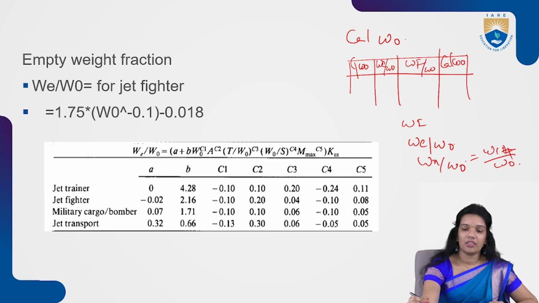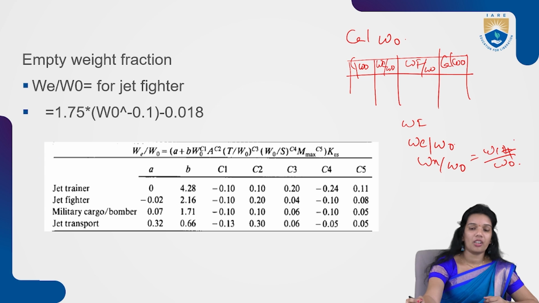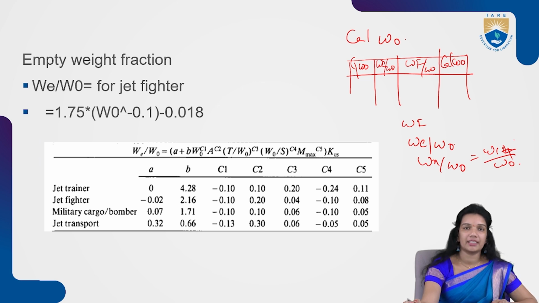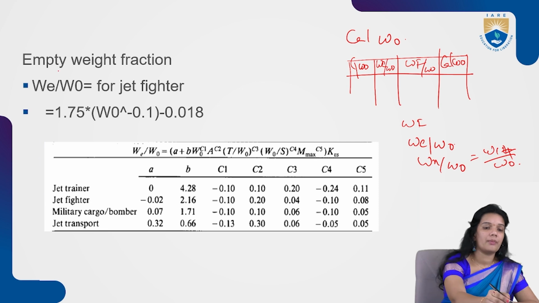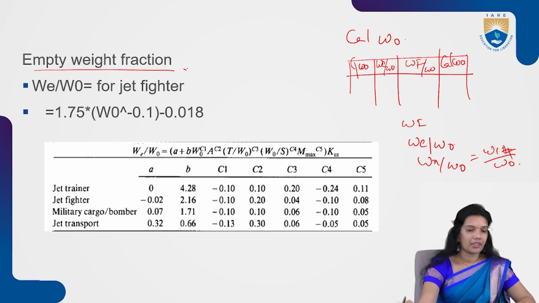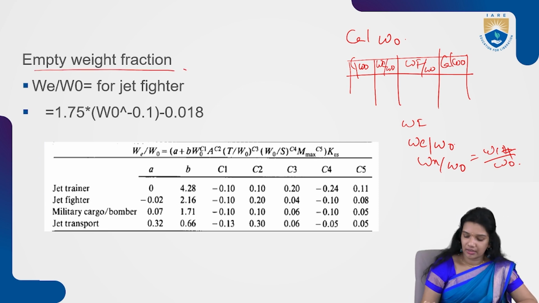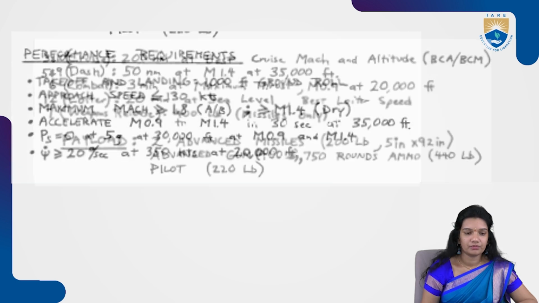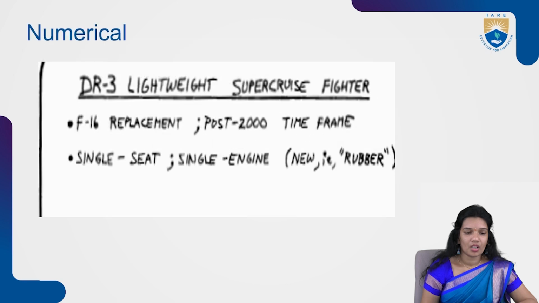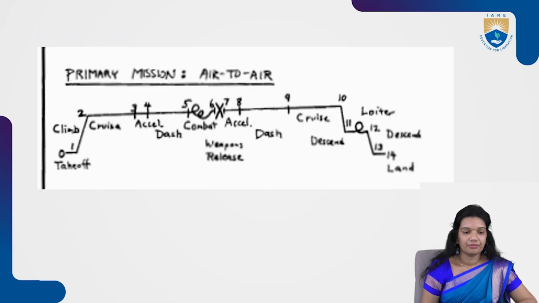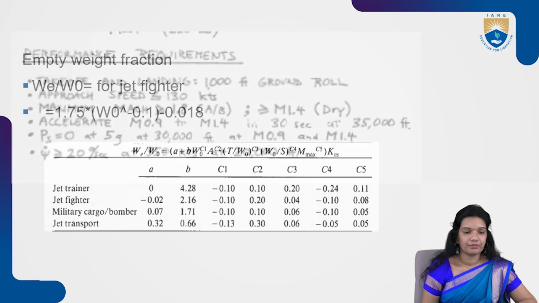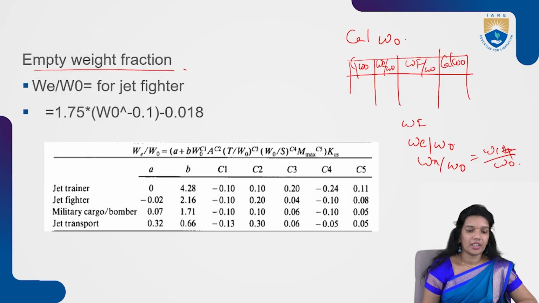So again, all of these things are going to be followed at each segment, right? So first of all, we will be doing the empty weight fraction here. Now, for an empty weight fraction, the aircraft or the particular profile is saying DR3 lightweight supercruise fighter, air to air. So it is going to be a jet, right?